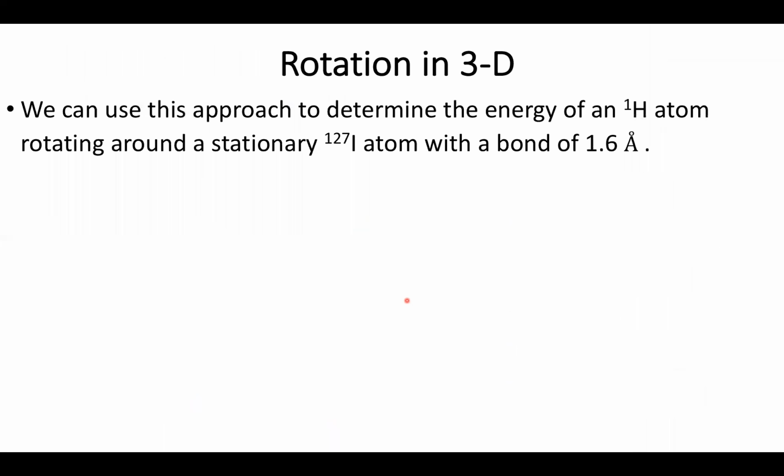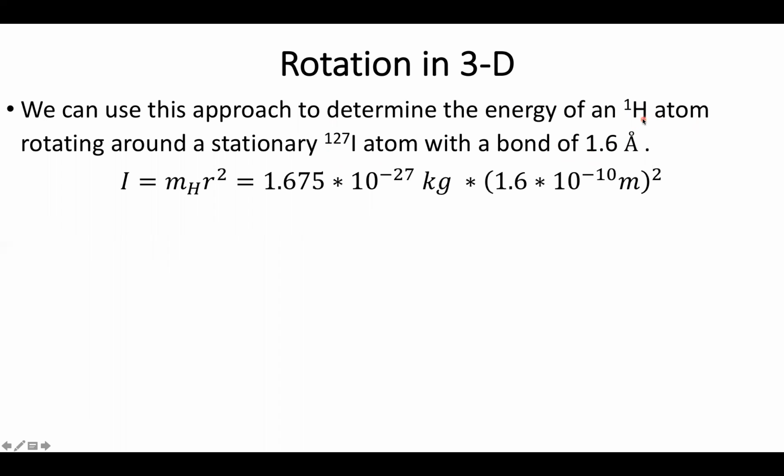So let's try and use our three-dimensional motion to try and determine the energy of a hydrogen atom moving around a stationary iodine atom. Again, bond, fixed distance. We're not going to include any vibrational motion. Now, because iodine is so heavy, I can consider it fixed and treat the reduced mass or effective mass as just the mass of the lighter atom. So using this, I can find my moment of inertia, mass of the hydrogen atom times the radius squared, to give me, again, a good moment of inertia.